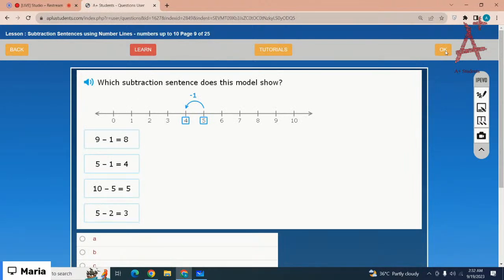Which subtraction sentence does the model show? So, which is the correct option? Yes, you started with 5, you take away 1 and you are left with, very good, 4. 5 take away 1 equals 4. That is option B.